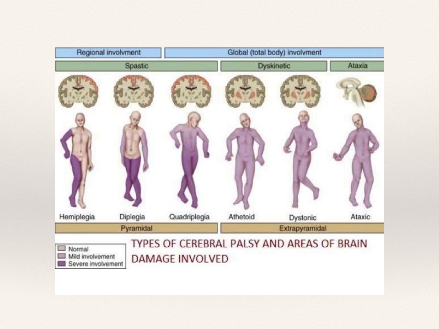This slide is just a visual aid showing you where the damage in the brain is located in the specific types of cerebral palsy and then what body parts it does affect and how it affects them.